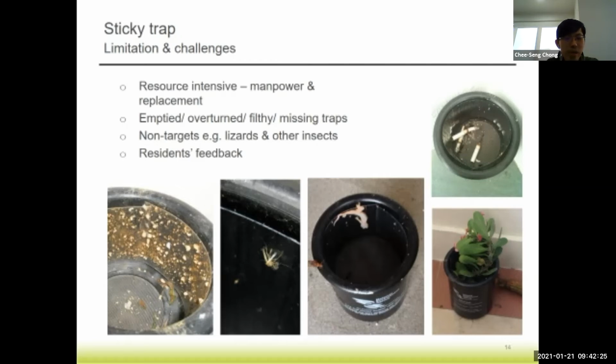And because it's sticky, as some of the countries have mentioned, it is also used for other insect collection. Yes, it does collect other insects as well, and associated with the insects, lizards come looking for food as well. So that can also make maintenance a challenge. And as you can see in some of the pictures here, in some of the feedback we have, people use it as an ashtray or even as a flower pot and so on. So these are some of the challenges that we face.